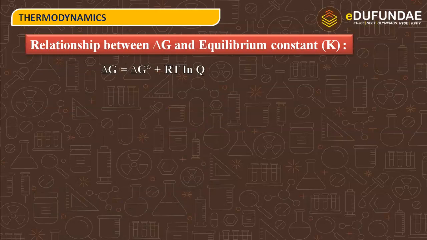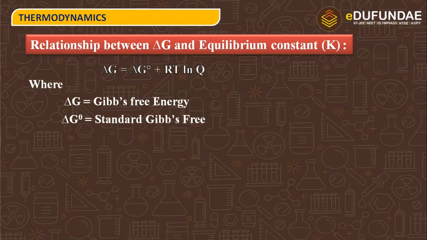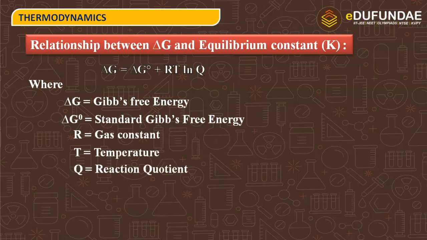Now consider this equation, delta G is equal to delta G naught plus RT ln Q. Over here delta G is the Gibbs free energy and delta G naught is the standard Gibbs free energy. What does that mean? Standard Gibbs free energy means the Gibbs free energy at standard conditions of temperature and pressure. Next is R, the gas constant, T is temperature and Q is the reaction quotient.